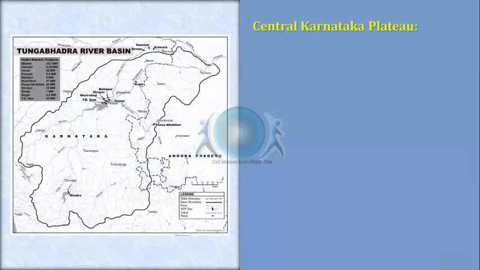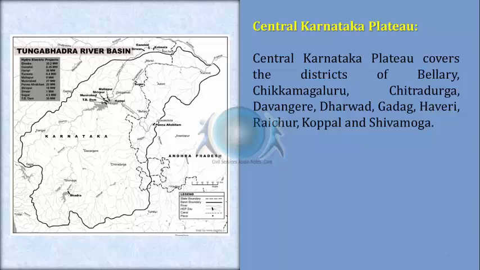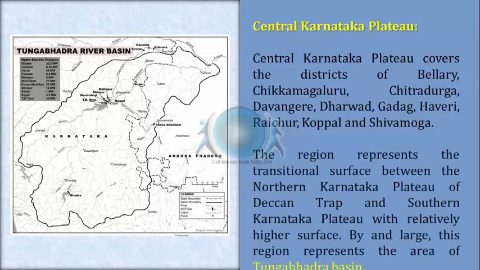Now let's take a look at the Central Karnataka Plateau. The Central Karnataka Plateau covers the districts of Bellary, Chikkamangaluru, Chitradurga, Davangere, Dharwad, Gadag, Haveri, Raichur, Koppal and Shivamogga. The region represents the transitional surface between the Northern Karnataka Plateau of the Deccan Trap and the Southern Karnataka Plateau with a relatively higher surface. By and large, this region represents the area of the Tungabhadra Basin.